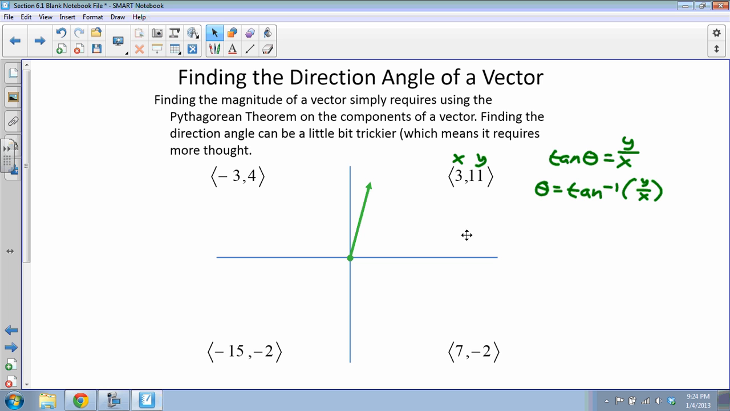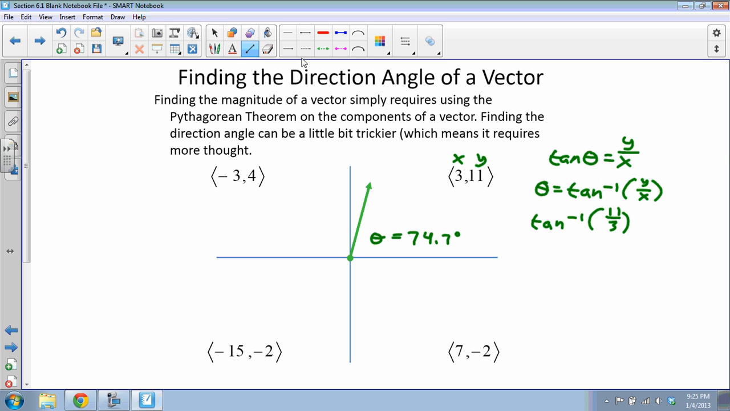So the first quadrant is going to be fine. We're going to put into the calculator the inverse tangent of 11 over 3. Make sure you're still in degree mode. That gives me 74.7, so this direction angle is 74.7 degrees. And that makes sense, right? That looks like it could be a 74-degree angle. No big deal. Now let's look at the next one.